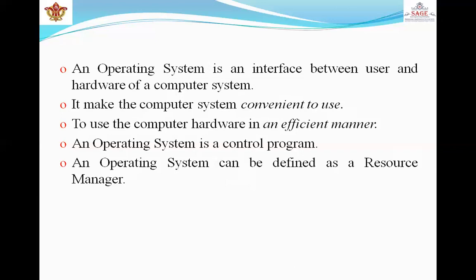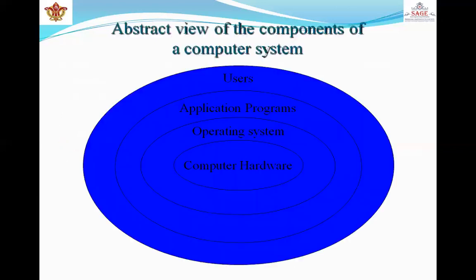What about the job of operating system? Your computer's operating system manages all of the software and hardware on the computer. Most of the time there are several different computer programs running at the same time, and they all need to access your computer's central processing unit, memory, and storage. This is the abstract view of the components of a computer system: users, application programs, operating system, and computer hardware.